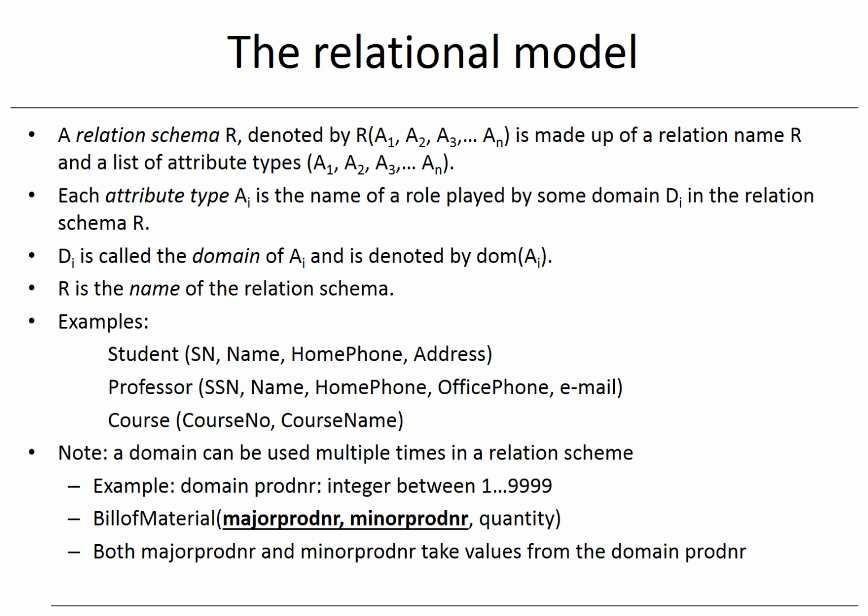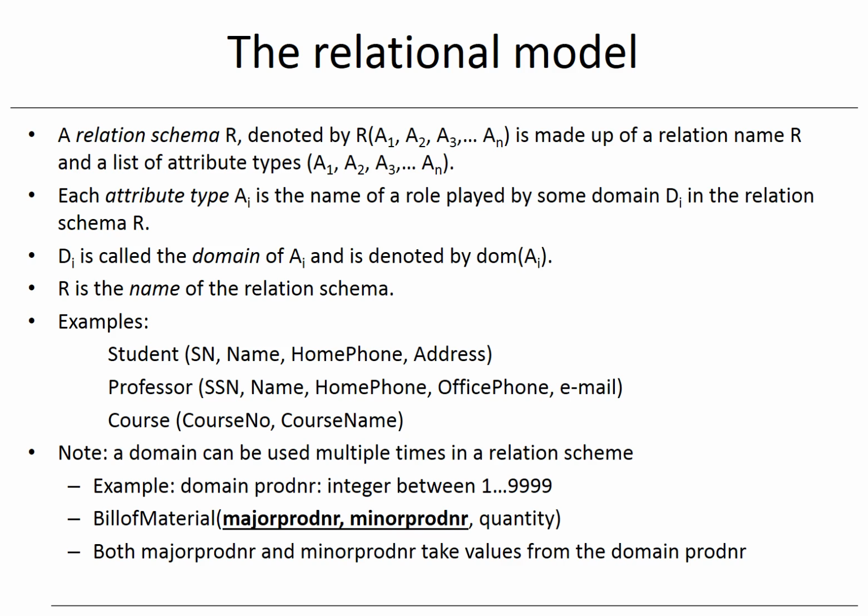Let's now provide some formal definitions. A relation scheme R, denoted by R, A1, A2, A3, up to AN, is made up of a relation named R and a list of attribute types A1, A2, A3, up to AN. Each attribute type, Ai, is the name of a role played by some domain, Di, in the relation scheme R. Di is called the domain of Ai and is denoted by DOM Ai.